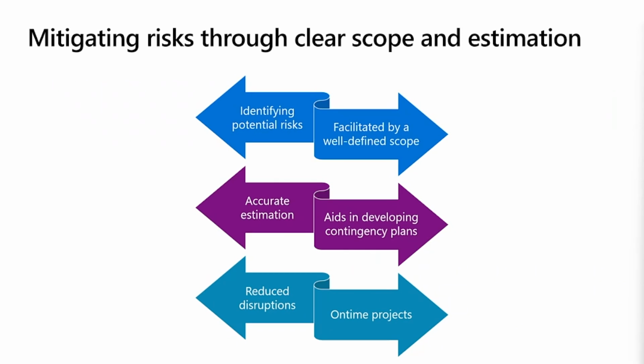When we identify potential risks at the outset of a project, we can facilitate the process of a well-defined scope as one of the outcomes. Having that accurate estimation leads to the ability to develop clear contingency plans early in the project. It can also reduce the likelihood of project disruptions, which leads to on-time projects.